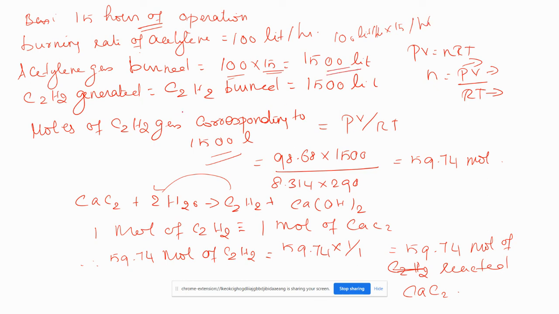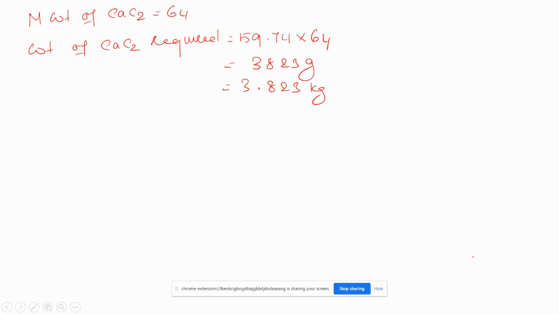As we know, the amount of acetylene generated will be equal to acetylene burned. So C2H2 generated is equal to C2H2 burned, which is 1500 liters. We should know the number of moles, because we cannot find the weight directly. The only possible clue here is pressure and volume. So we have taken the PV = nRT relationship, and found the number of moles of C2H2 gas corresponding to 1500 liters. Then we write the relationship between C2H2 and CaC2, found the moles of CaC2 reacted, and from that the weight of CaC2.